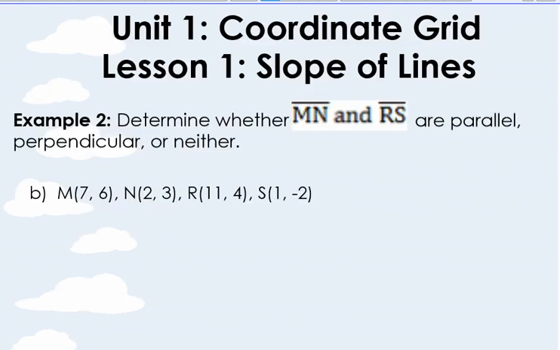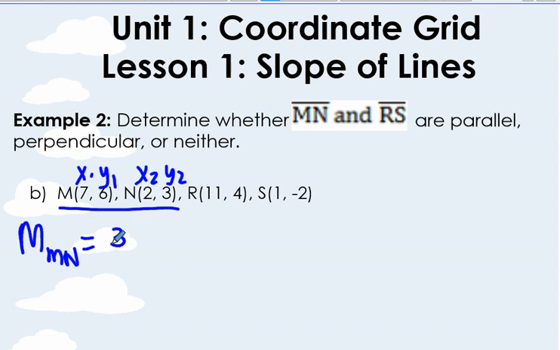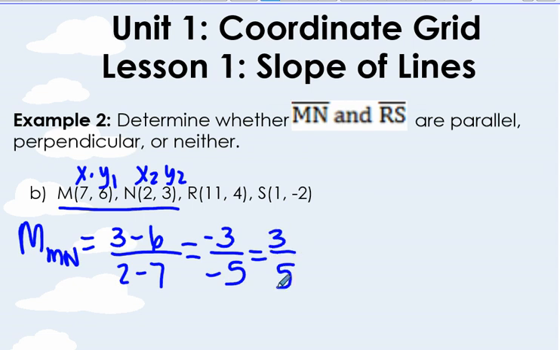Alright, again we have to do the same thing here to determine whether that's parallel, perpendicular, or neither. So I'm going to underline my first, label my points, x1, y1, x2, y2. And then I'm going to solve. So m equals 3 minus 6 over 2 minus 7, which gives us 3 minus 6, which is negative 3, over 2 minus 7, which is negative 5. A negative divided by a negative is positive.